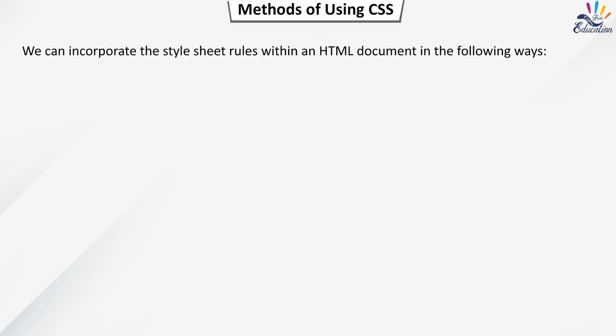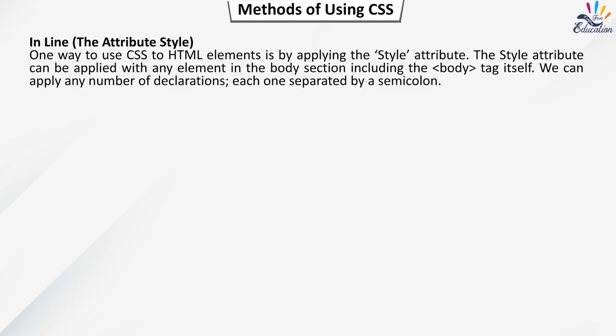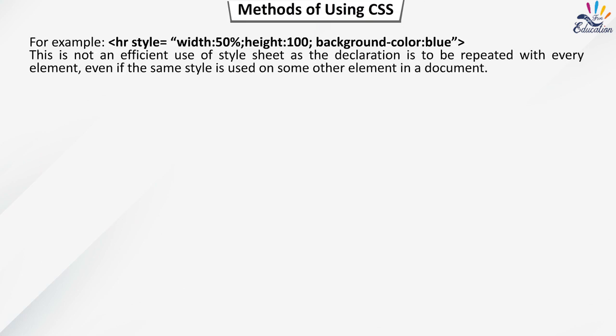Methods of using CSS. We can incorporate style sheet rules within an HTML document in the following ways. Inline, the style attribute. One way to apply CSS to HTML elements is by using the style attribute. The style attribute can be applied to any element in the body section, including the body tag itself. We can apply any number of declarations, each one separated by a semicolon. For example, HR style equals width 50%, height 100, background color blue.